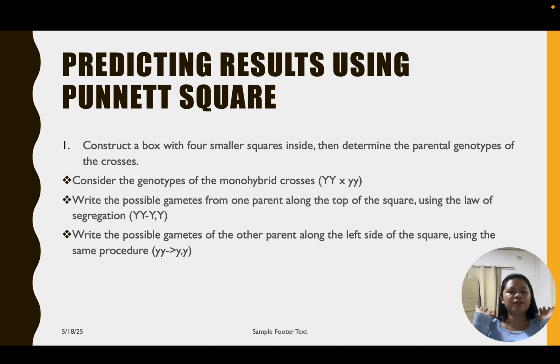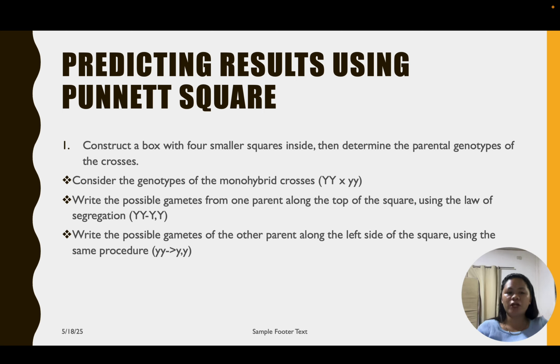Good morning once again. So we are now on part 2 of our Mendelian genetics discussion. Here we are now on doing the Punnett square, so predicting results using a Punnett square. So merong step-by-step process. The first one, construct a box with 4 small squares inside.